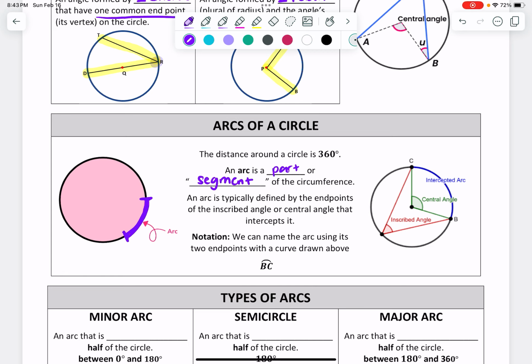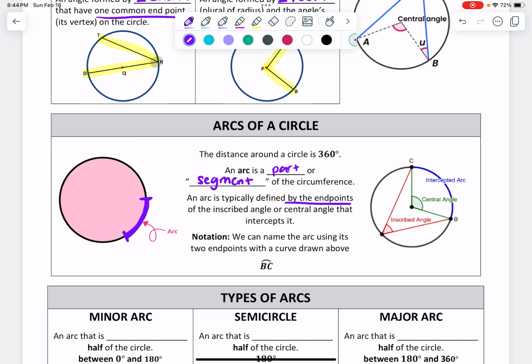Now, we typically define arcs by the endpoints. That arc can be created by the endpoints when I have an inscribed angle. It can be created when I have the endpoints of a central angle. And any angle can touch the circumference at different points to create an arc. So typically we'll use that phrasing of an angle intercepts an arc.